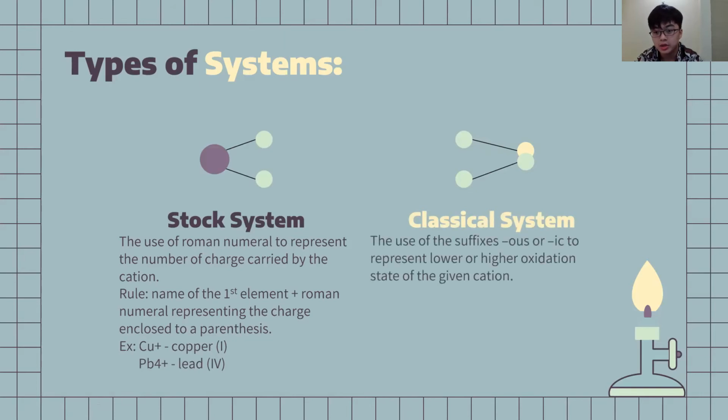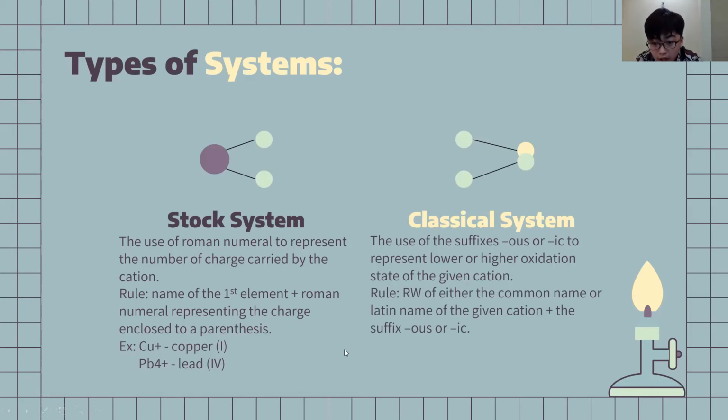The classical system is the use of the suffixes -us or -ic to represent the lower or higher oxidation state of the given cation. So here are the rules. Root word of either the common name or Latin name of the given cation plus the suffix -us or -ic. Why do we need to use the Latin name? Because in the classical system the rule is using either the common name or Latin name. So in the classical system, we must use the Latin name of those that I said before.